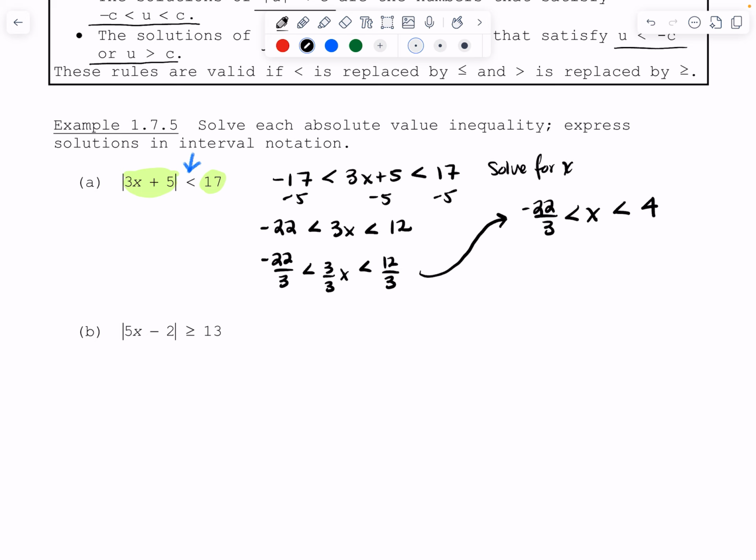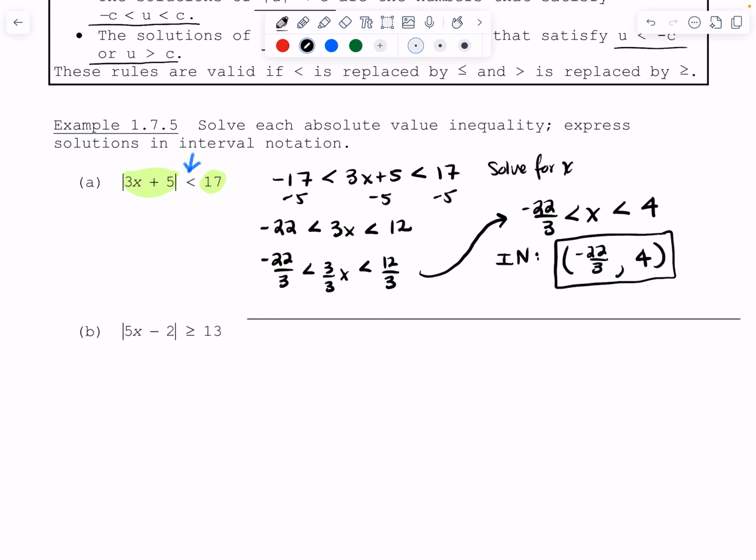x is isolated. So how do I write this up in interval notation? Interval notation is going to be parentheses, negative 22 thirds, going to 4, parentheses. So that is my answer that satisfies that inequality. Okay, let's look at the next one. Just going to put a line here real quick.